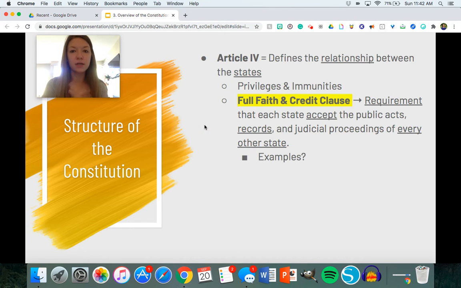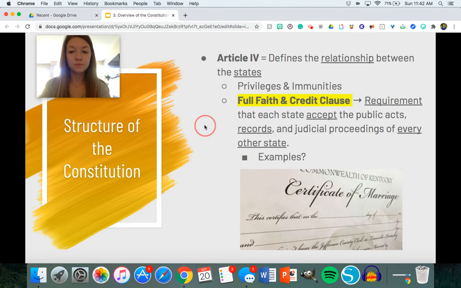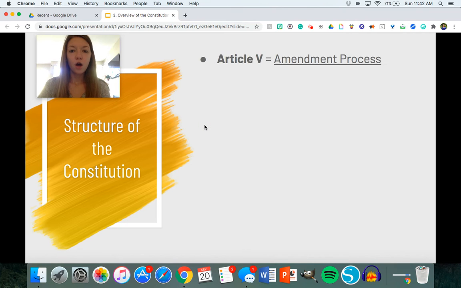Okay, and I just gave you that example. So my marriage license, think of your driver's license too, right? Your driver's license is valid everywhere, not just Ohio. So that would be an example of the full faith and credit clause. Article 5 outlines the amendment process, which we talked about in the last video. So how can we make sure that the Constitution stays up to date and living, right? Making sure that it's that living document to adapt to what we need it to.